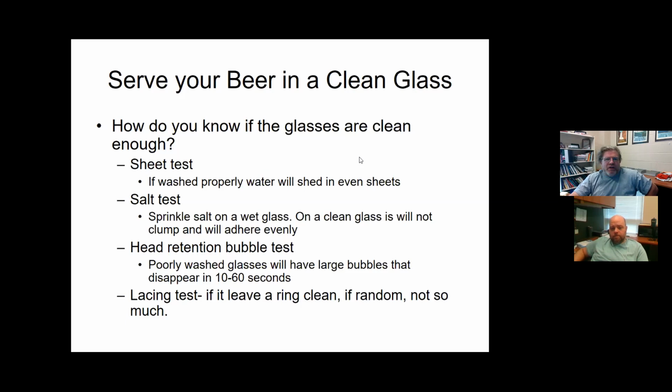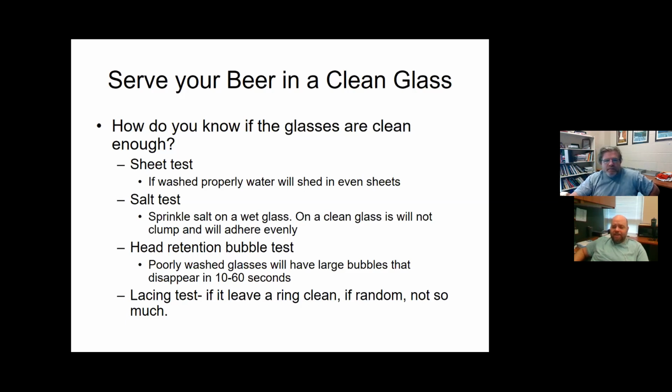Ways that we tell if glasses are clean: you can dip them in water, and if the water sheets off of them easily when the water's running, rather than sticking in parts and forming bubbles or droplets.